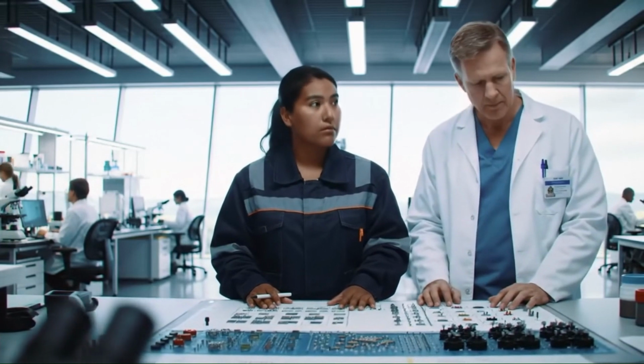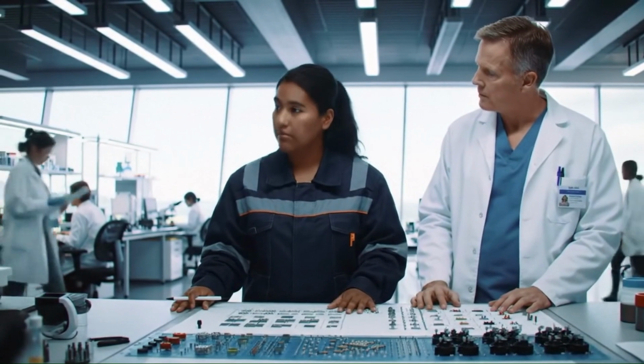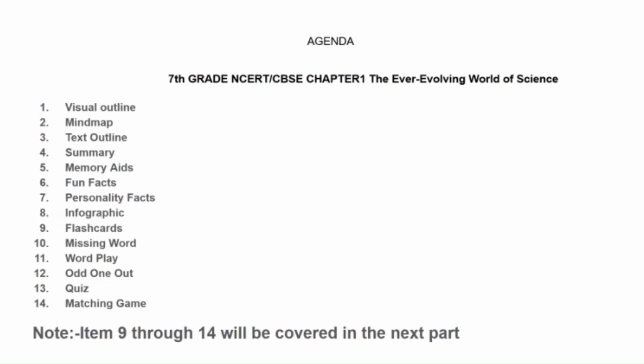Agenda for this session is as follows. Topic: 7th grade NCERT-CBSE Chapter 1, The Ever-Evolving World of Science. Visual outline. Mind map. Text outline. Summary. Memory aids. Fun facts. Personality facts. Infographic. Flashcards. Missing word. Word play. Odd one out. Quiz. Matching game. Note: Item 9 through 14 will be covered in the next part to avoid a lengthy video.